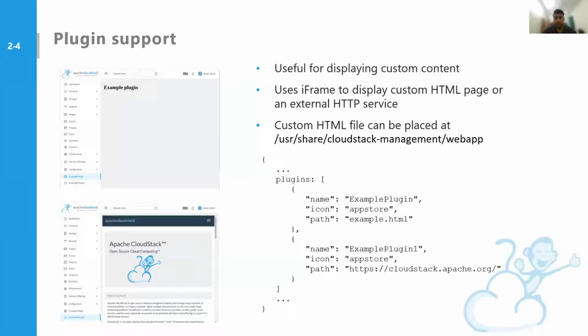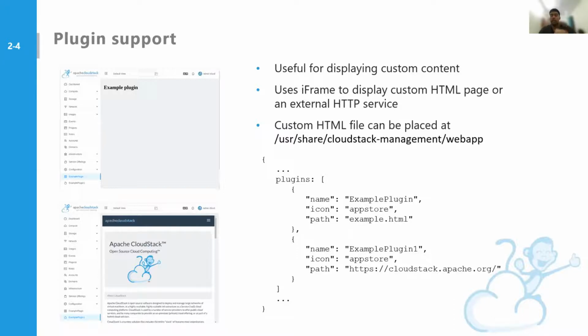So if I want to show some custom static HTML page, I can store it in the webapps directory of the CloudStack management package, and add a plugin JSON in the configuration file. It would require three things: name, icon, and path.